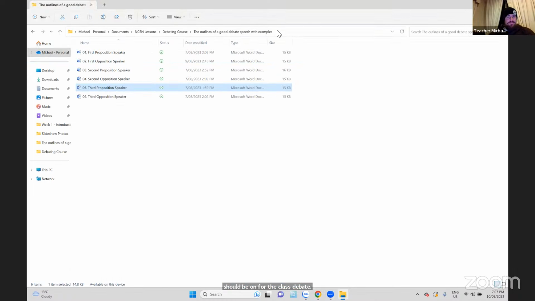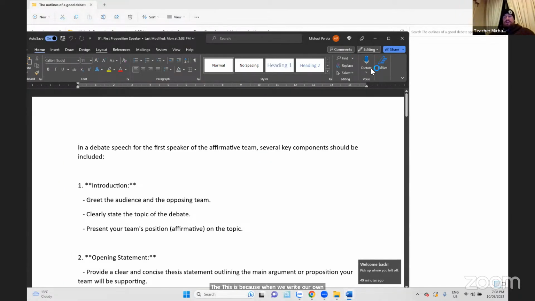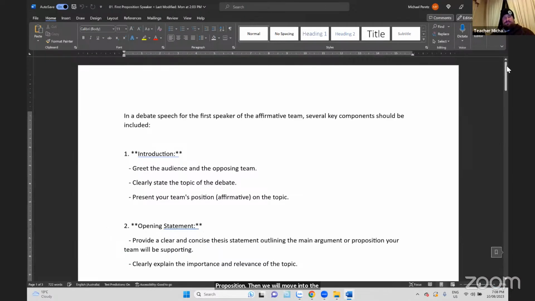So I want to go back over some of these speeches again and really point out to you guys and make everything crystal clear about what we need to be focusing on with these speeches when we write our own speeches. So we'll start with the first proposition, and then we will move into the first opposition.